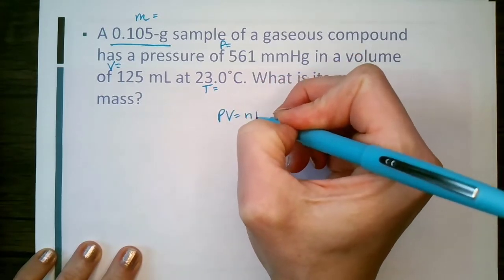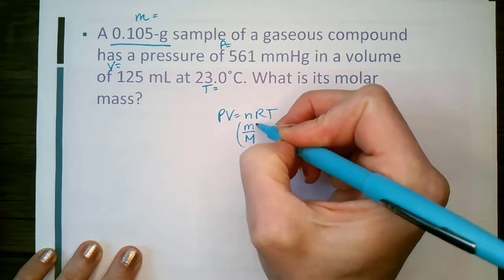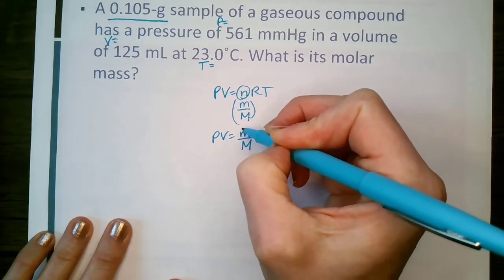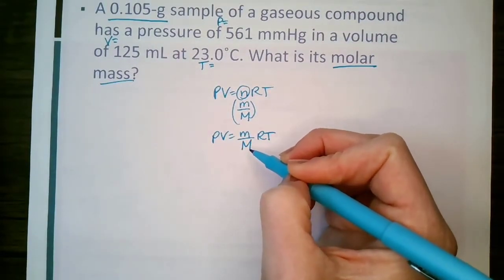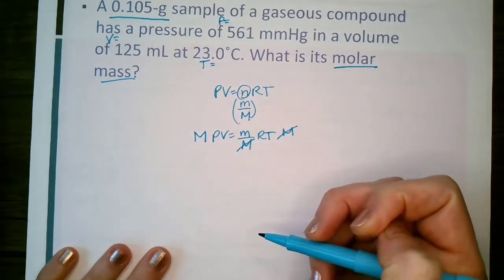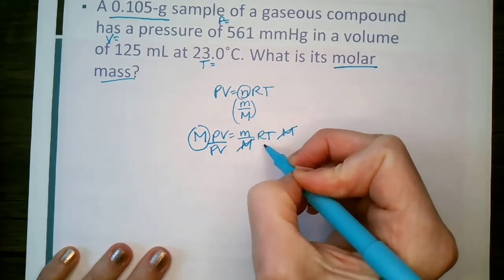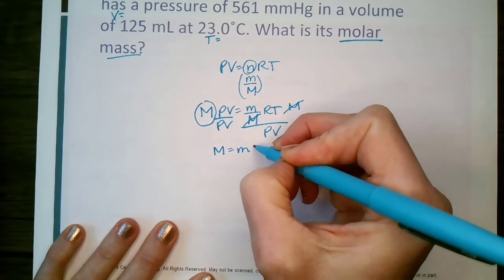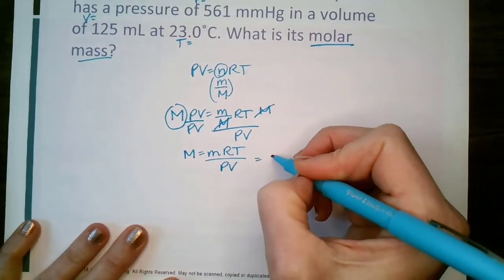All right, so we can use that ideal gas law equation, PV equals nRT. Remember, in place of n, moles, I can have mass over molar mass. So if I have PV equals little m over molar mass times RT, I want to find big M. So let's get it out of the fraction. Let's multiply both sides by M, so that'll cancel out that M. And then to get M by itself, I just need to divide both sides by PV. So M equals mass times R times T, all divided by pressure times volume.